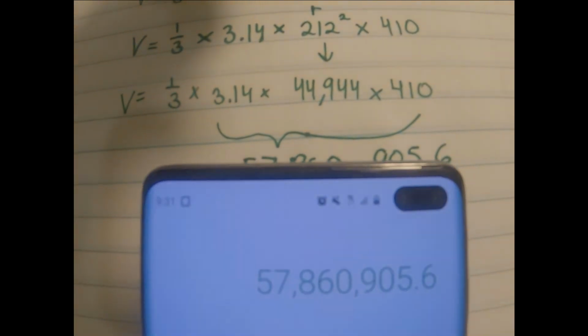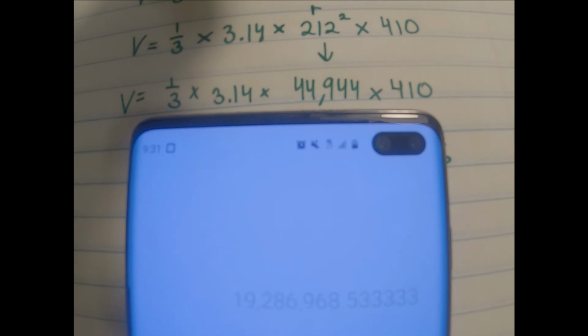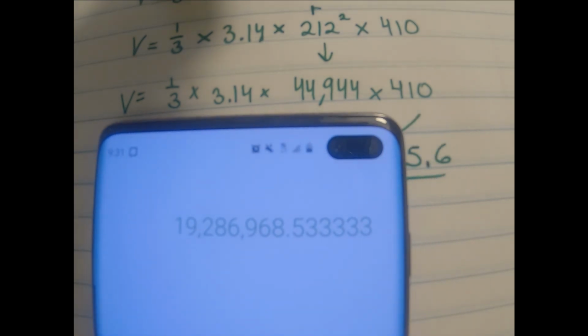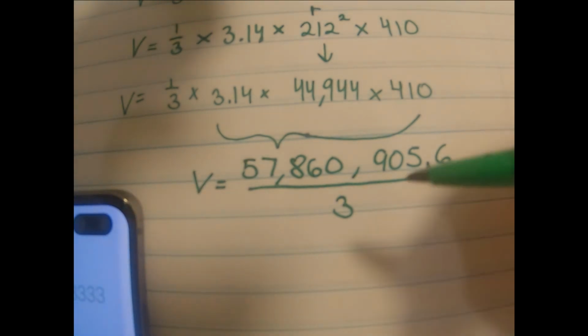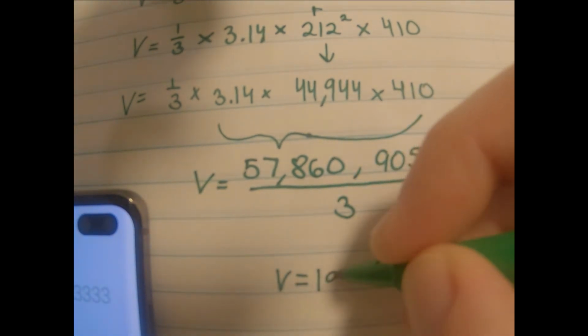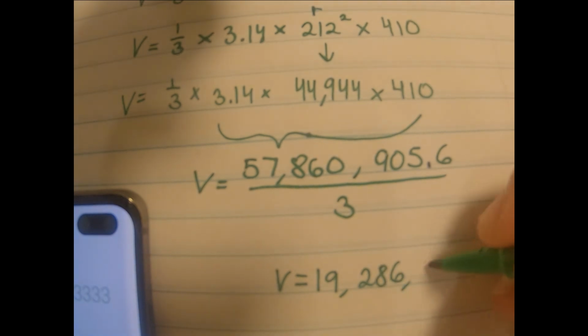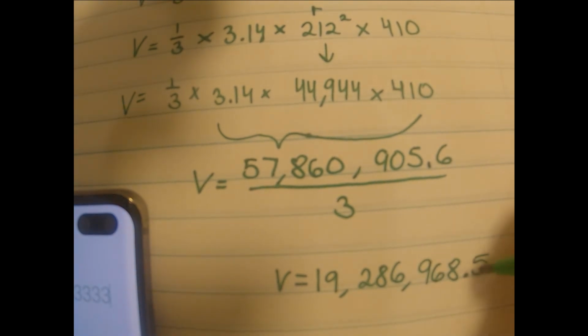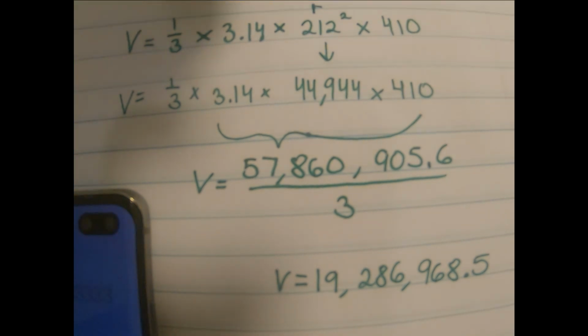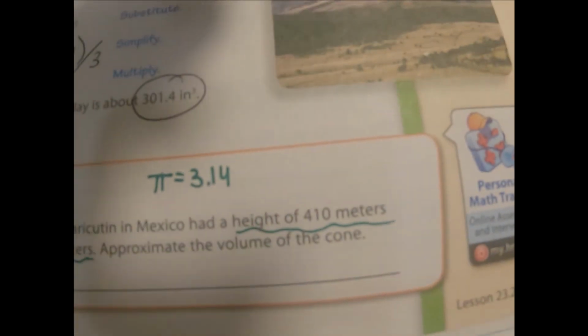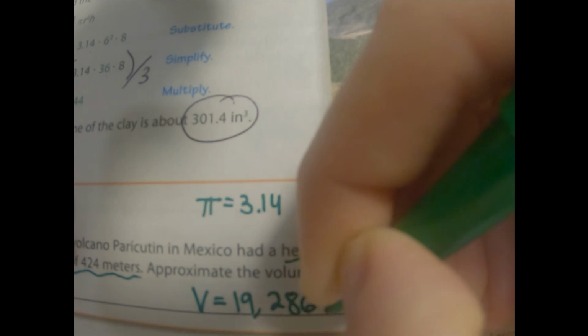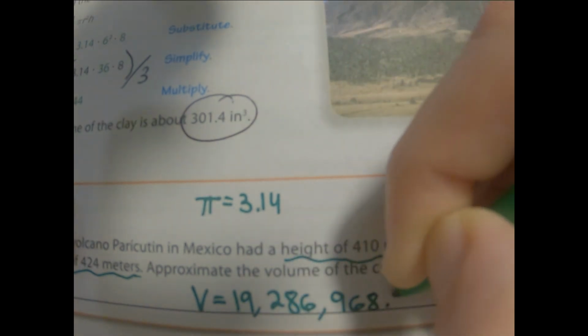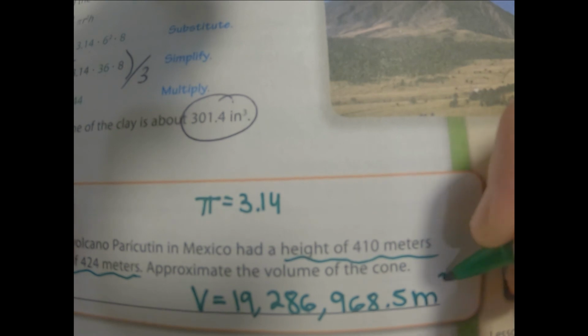So my answer divided by 3, and I get a decimal that I can round to the nearest tenth. In this case, it's 0.533333, so I'm just going to round to 0.5. So my answer is going to be 19,286,968.5. So I'll write that in here in our assignment. My volume is 19,286,968.5, and I need my units, meters cubed.